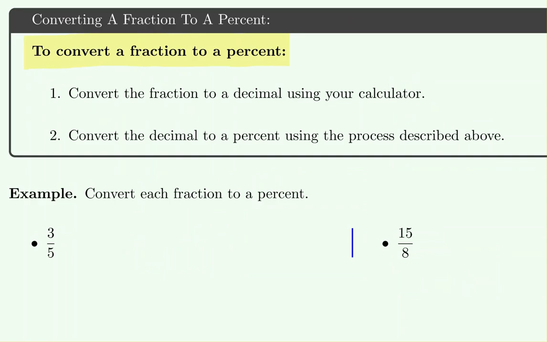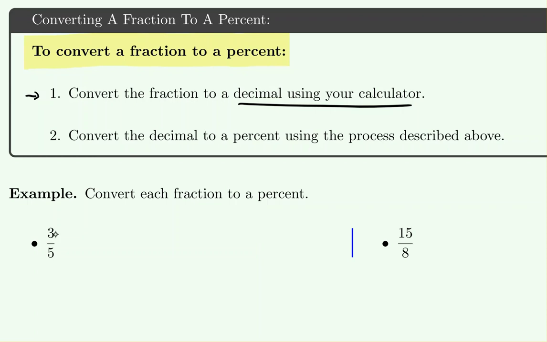Now we've talked about converting decimals to percents, but we know fractions can be represented by decimals. So the way to convert a fraction to a percent is you first convert the fraction into a decimal using your calculator, and then go through the procedure decimal to percent as we've just done above. So once we get a decimal representation, we move the decimal point 2 places to the right, and that's our percentage.